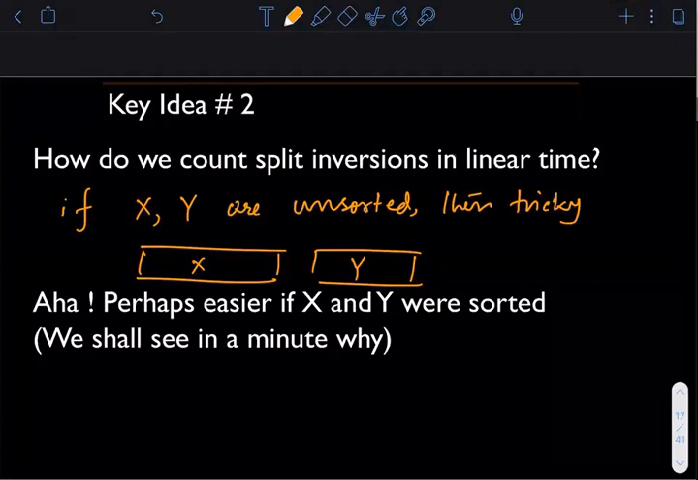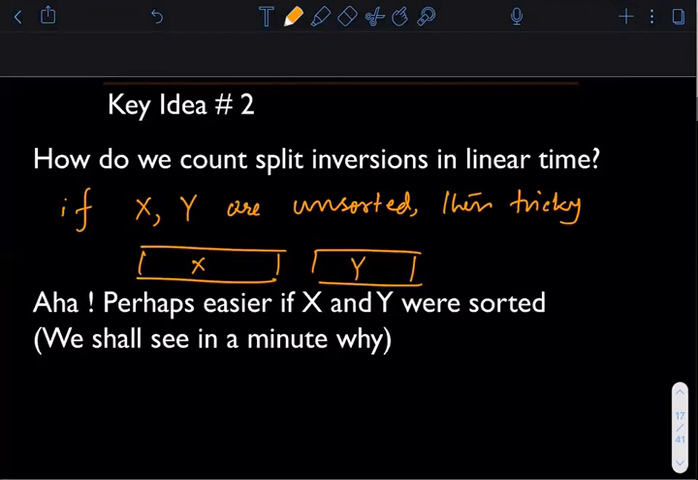We know that the number of split inversions can be as bad as, let's say, n square over 4 in the worst case, but we are trying to count this in linear time. So this is not at all something trivial, and it's not at all obvious why this should work. Clearly, if the two arrays are unsorted, then this is tricky to do. I don't know how to do it.